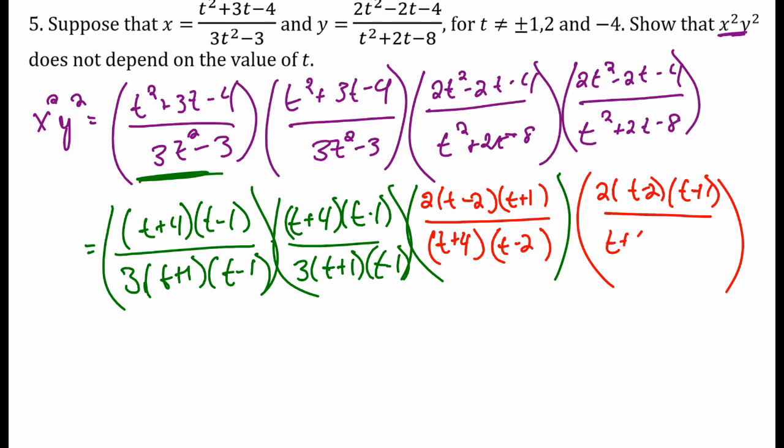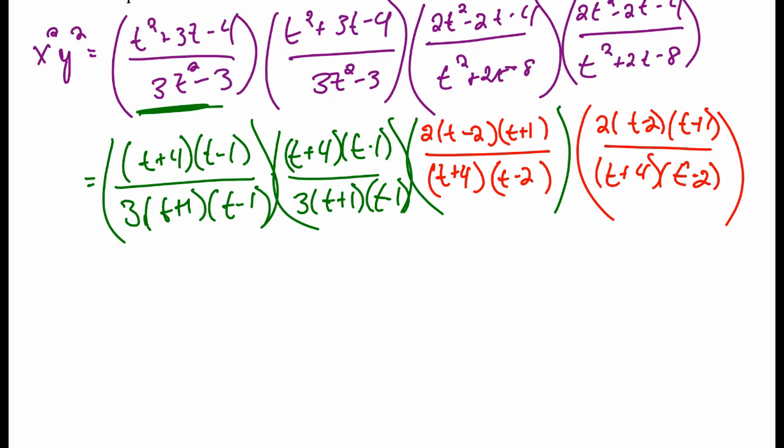Divided by t plus 4, t minus 2. That doesn't look like a t. t minus 2. So now that we factored this, we multiply across the top, we multiply across the bottom. But that would take forever to write again. So I'm going to start canceling out my common factors right now.